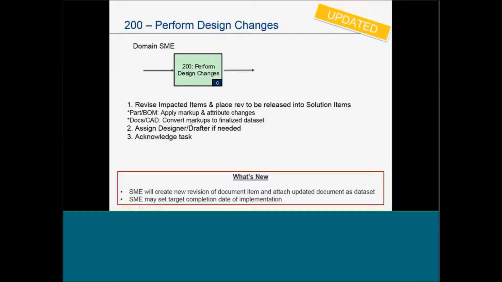My PCS documents, I'm going to convert the markups to the finalized data set, and then I would assign a designer or drafter if needed, which I won't do for a change now, and then acknowledge the task. So what's new in this step is that the SME would create the new revision here instead of doing the CR, and they would attach the updated document as a data set. And then they also have the option to set a target completion date of the implementation here.